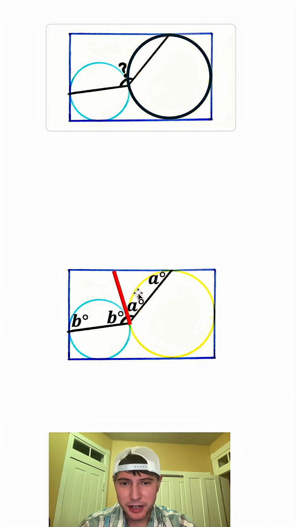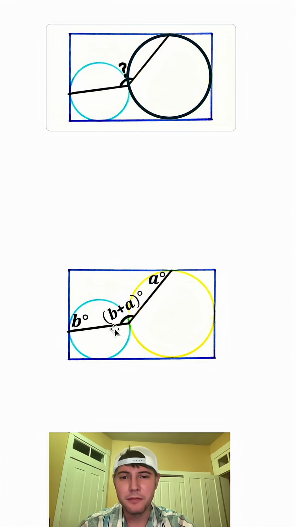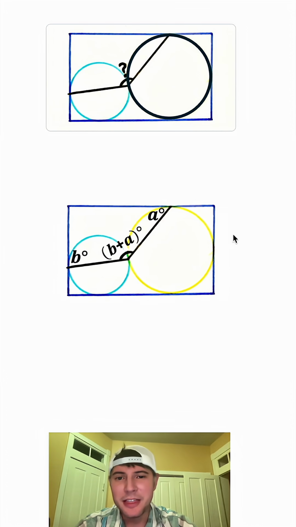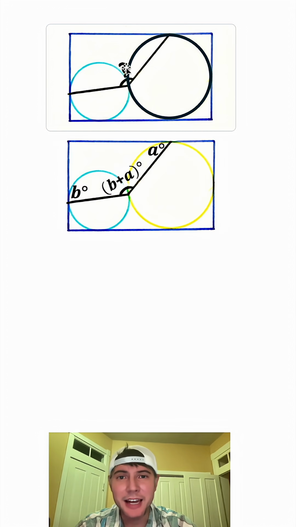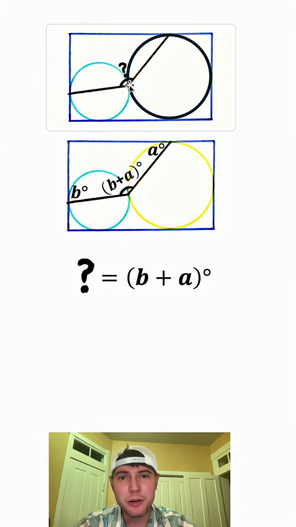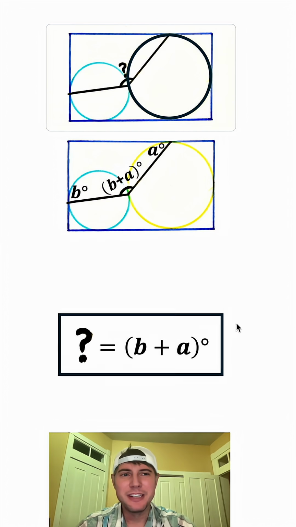And then this angle right here is made up of B and A. We can make it a single angle of B plus A degrees. And this B plus A degrees, that is our question mark. So we can say question mark is equal to B plus A degrees. This looks important. Let's put a box around it. And let's move it down here.